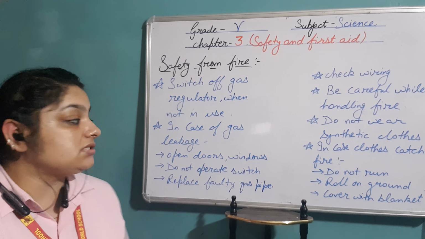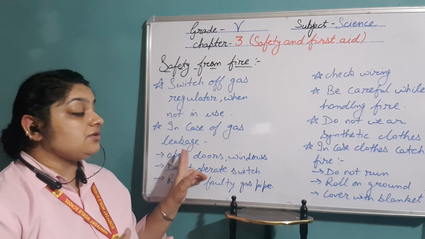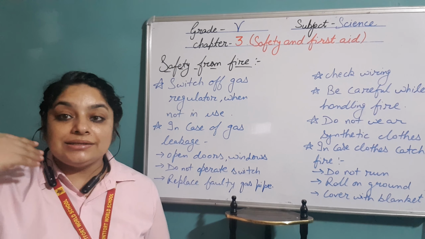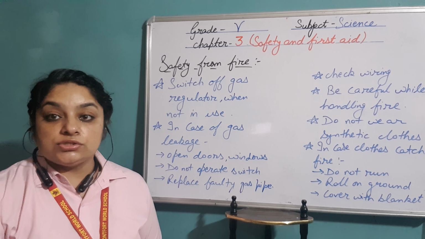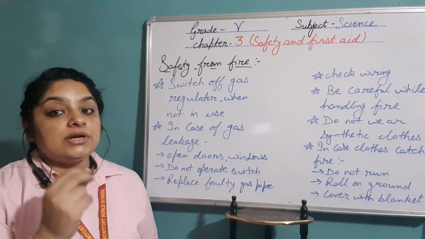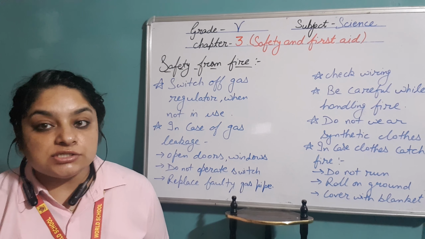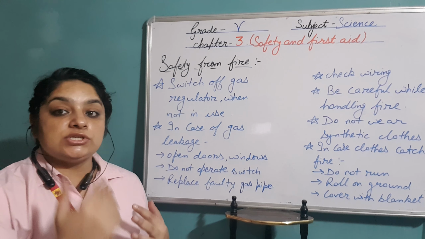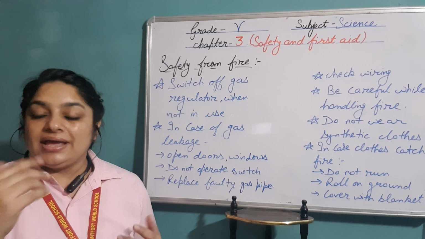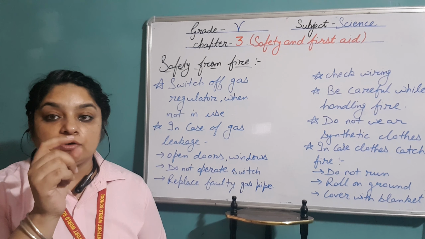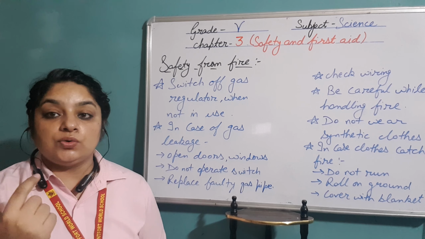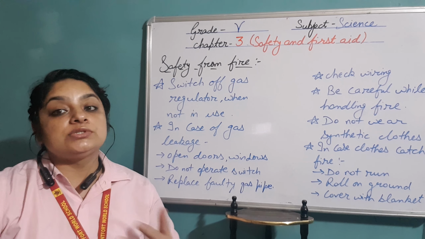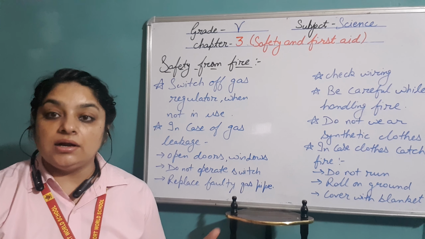Second, in case there is already a gas leakage, then what can we do? First of all, open all the doors and windows to let the gas pass out. Second, never ever operate any electrical switch or strike any matchstick, because when we switch on a fan or any electrical switch, there is a spark and there is gas already in the room. Because of that spark, it will easily catch fire and result in a major fire accident.